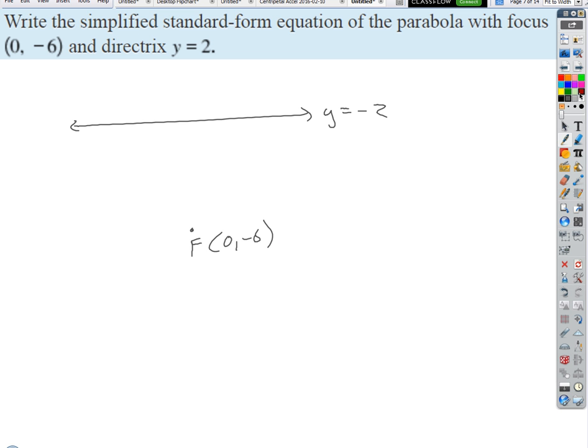Okay, so then the vertex. Vertex goes in the middle. Ariel, which coordinate, they line up vertically, right? So which one of those two coordinates is going to be the same in the vertex?